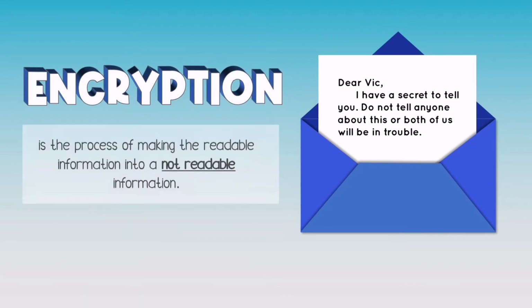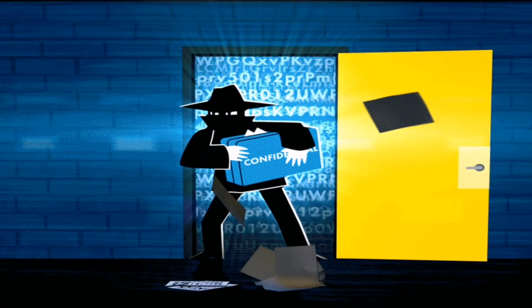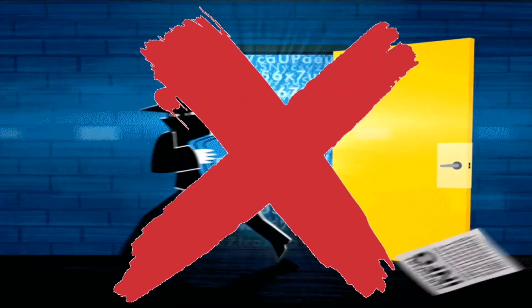Through the process of encryption, readable information is made into unreadable information. In other words, it's scrambling the letters to hide its message. In this case, it cannot be stolen by cybercriminals when the information is sent to another device.